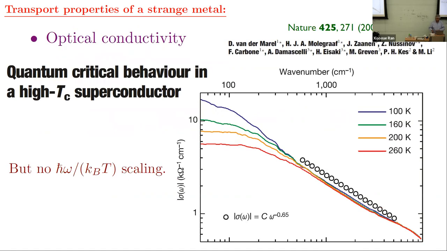So in fact, optical conductivity has been measured in a lot of systems. Here's some very famous data in the cuprates in Nature, so it must be correct, by Dirk van der Marel's group, where they saw at high frequency some omega to the minus two-thirds behavior. But at low temperatures, low frequencies, you didn't get this omega over T scaling.